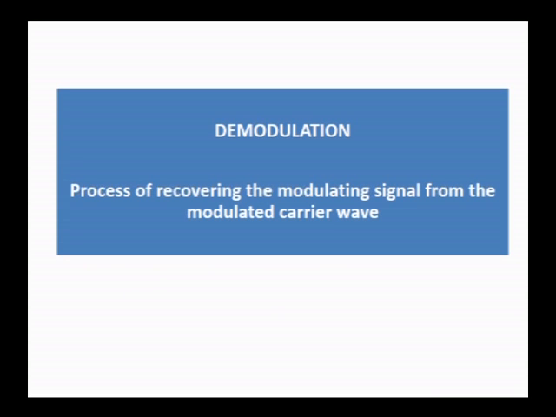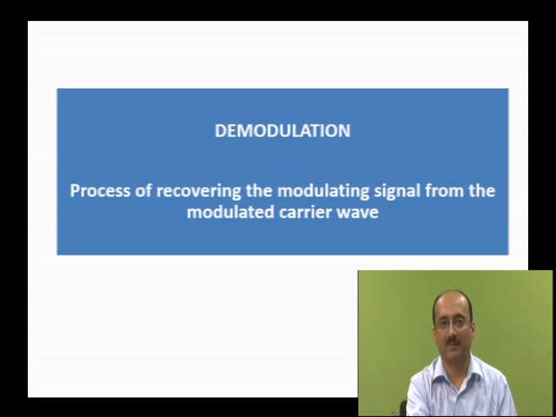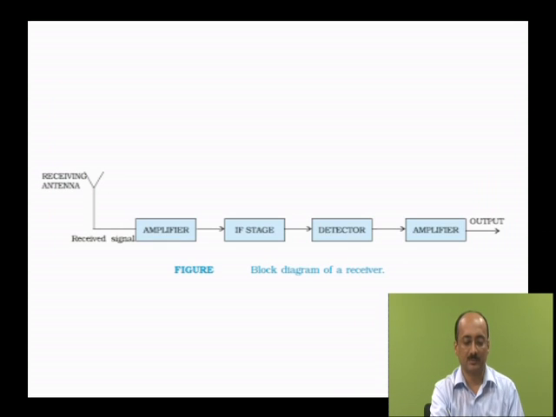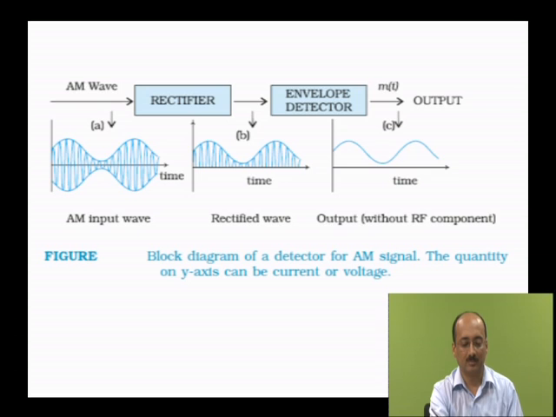Demodulation is a process where you recover the modulating signal from the modulated carrier wave. Like when there is already a coded version, you want to decode it. Now, this particular picture is a block diagram of a receiver. Once you receive the high frequency modulated carrier, it will be a sort of weak signal, so it will be amplified. In the intermediate stage, the beat frequency is taken and fed to the detector, and then the detector will retrieve the message signal, and again it will amplify it, and the output will be used by the user of information.